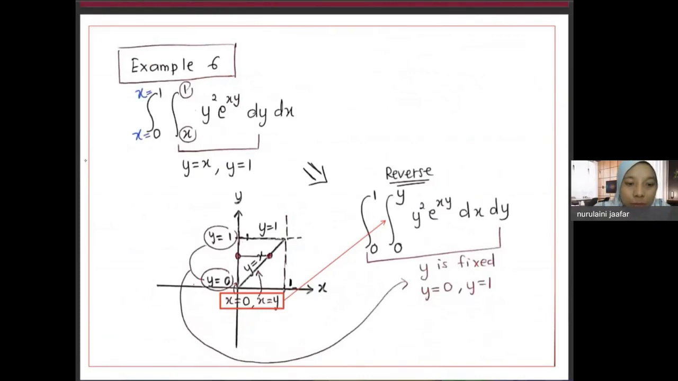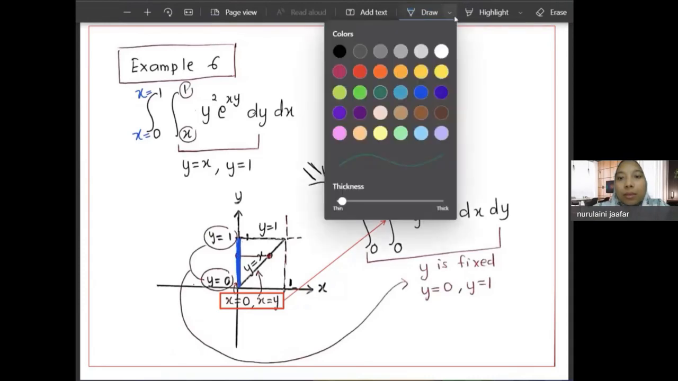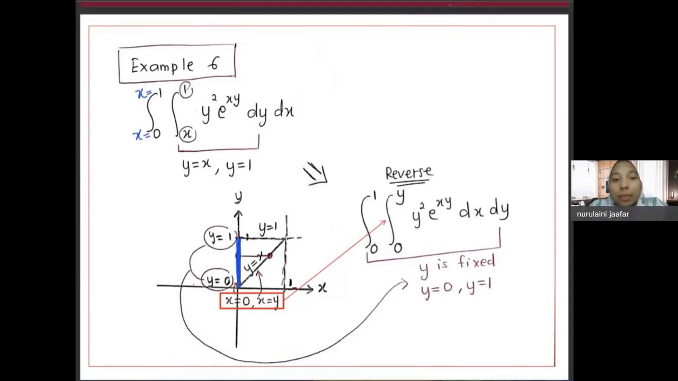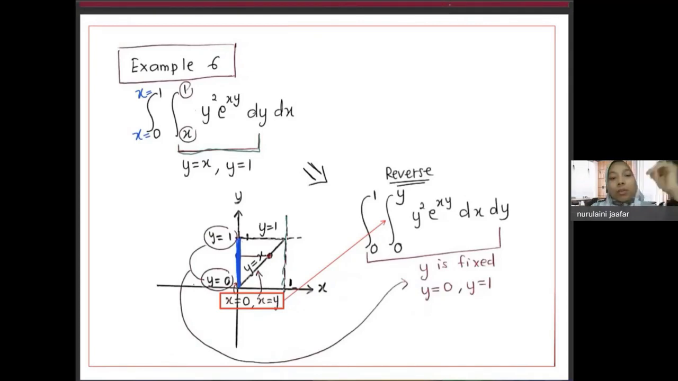x equal to 0 is here, and x equal to 1 is here. Then you don't know which region, whether you take the one below or the top one. So what you should do is check dy, the inside one. For dy, you check y equal to x. So where is y equal to x? y equal to x is here, right?